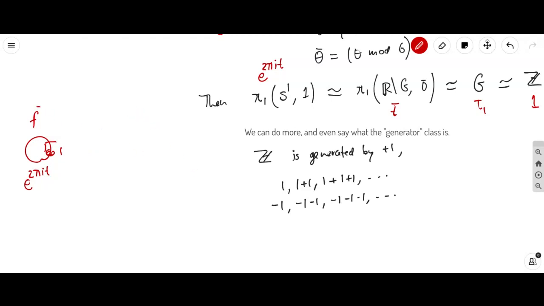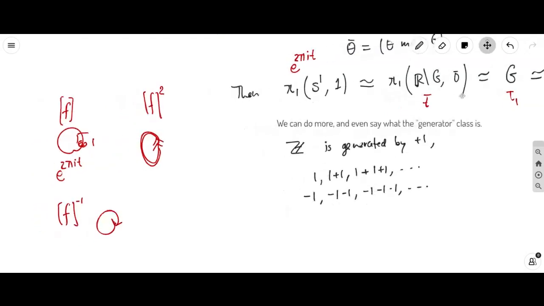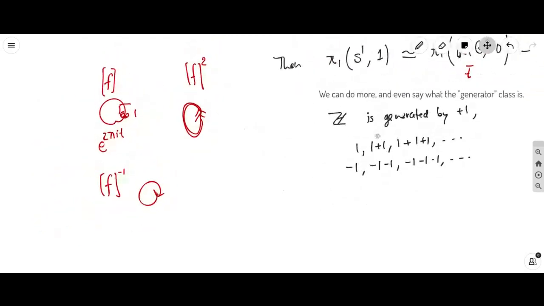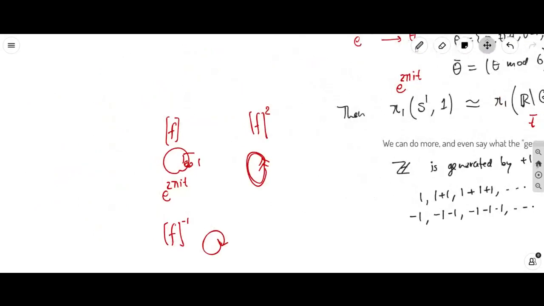If you do it twice, f squared, that's just juxtaposition. You're going once and then twice. So that would be the loop that goes around twice. And then if you do the inverse, the way you get the inverse loop is the reverse. So you just change the orientation. So that would be the one that goes clockwise, one time around the circle. And this way you end up generating the homotopy classes of the circle.